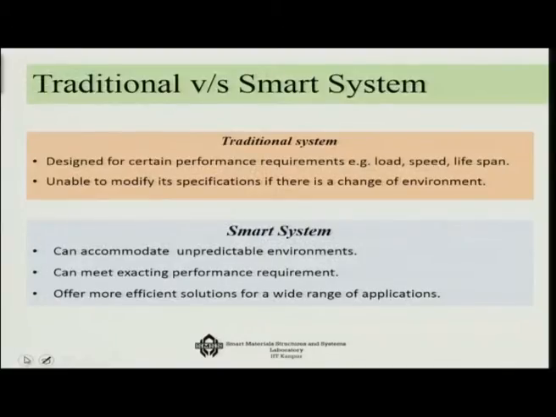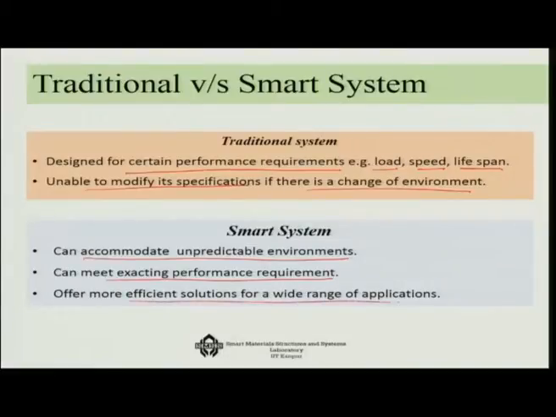If we compare a traditional versus a smart system, traditional systems are designed for certain performance requirements, for example, for certain load, certain speed, certain lifespan. They are unable to modify their specifications if there is a change of environment. Whereas for smart systems, we want to re-emphasize that they can accommodate unpredictable environments. They can meet exacting performance requirements, and they offer more efficient solutions for a wide range of applications.